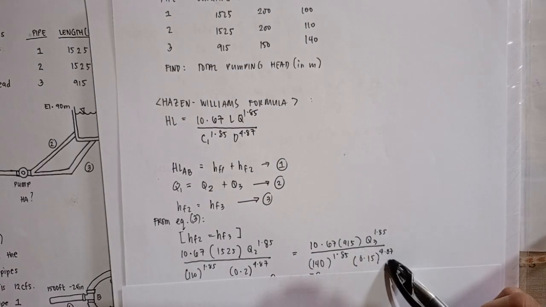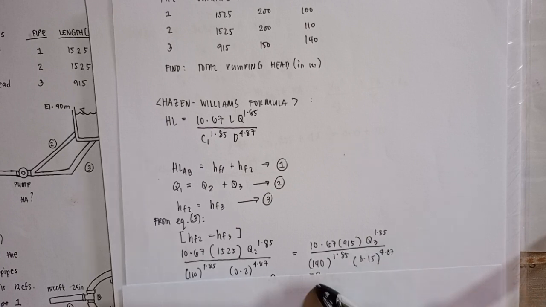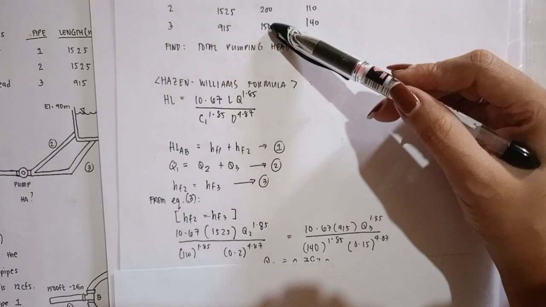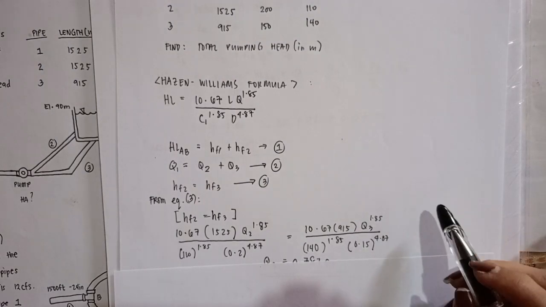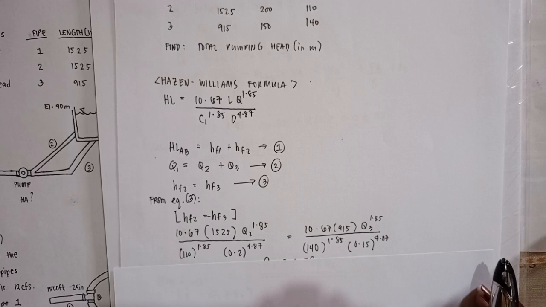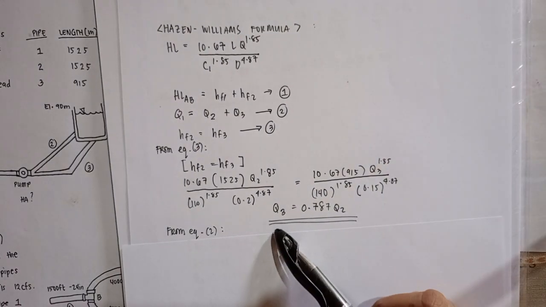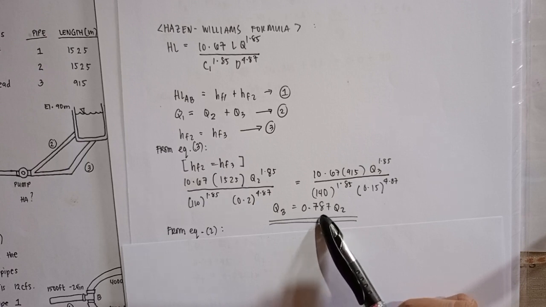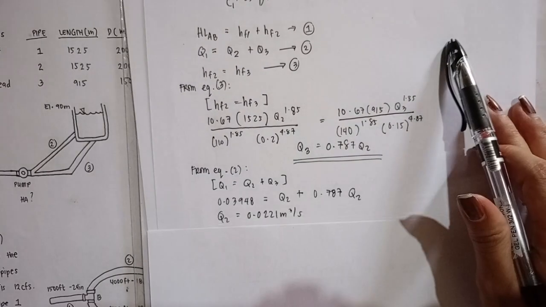is equal to 10.67 times 915 for pipe 3, times the Q3, raised to the power of 1.85, it is also unknown, over 140 raised to the power of 1.85 times 0.15, the diameter. We simply convert it into meters, and raised to the power of 4.87, and we can get the value of Q3 in terms of Q2. So we transpose Q3 to the left side in order to arrive at an answer of 0.787 Q sub 2.